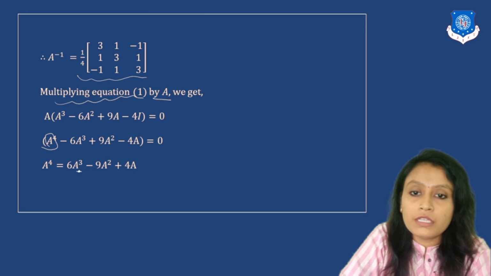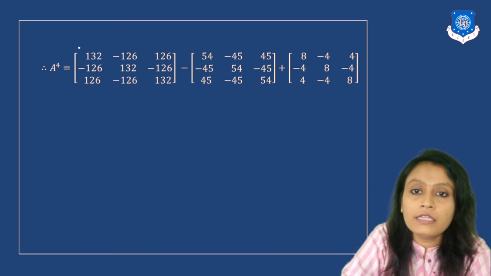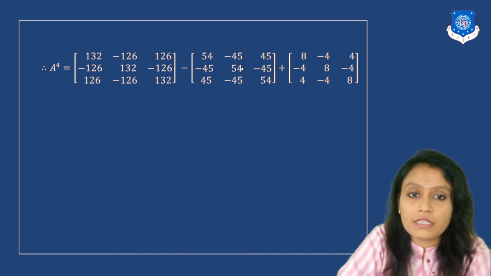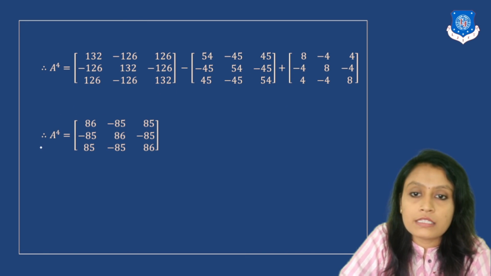Now we will substitute the answer of this A cube, A square and A. Also we will multiply 9 to this A square and 4 to this A. So you will get A raised to 4 as this. Okay, we have to simplify this 3 matrix. So you will get the answer of A raised to 4. Correct? So in today's session what we have studied?